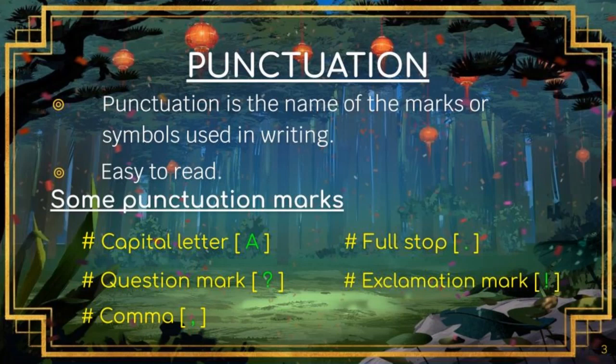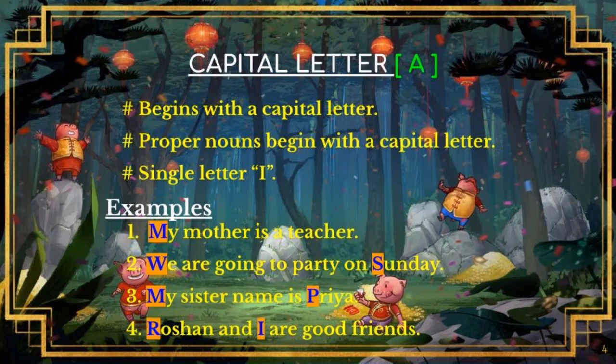So what do you mean by punctuation? Punctuation marks are symbols used in writing, and they show how the sentence should be read and make the meaning clear. Some commonly used punctuation marks are capital letter, full stop, question mark, exclamation mark, and comma. Students, these punctuation marks are very important symbols to understand a sentence in a proper way. Students, now we are going to revise capital letter.